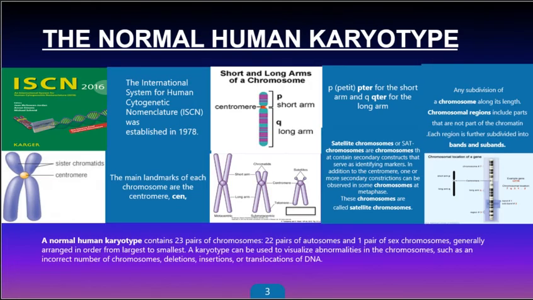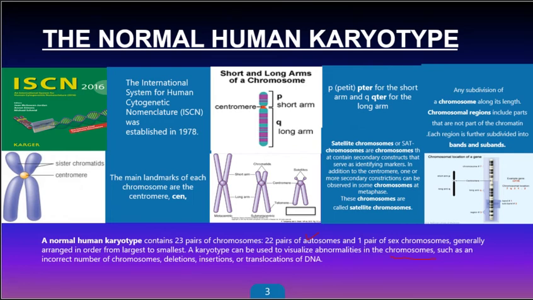The normal human karyotype. A normal human karyotype, we all know, consists of 23 pairs of chromosomes, in which 22 are autosomes and 1 pair is sex chromosomes, generally arranged in order from largest to smallest. A karyotype is an individual's collection of chromosomes, and the term also refers to the lab technique that produces an image of individual chromosomes. A karyotype can be used to visualize abnormalities in chromosomes, such as an incorrect number of chromosomes, deletions, insertions, translocations, etc. These are all mutations. The International System of Human Cytogenetic Nomenclature (ISCN) was established in 1978.